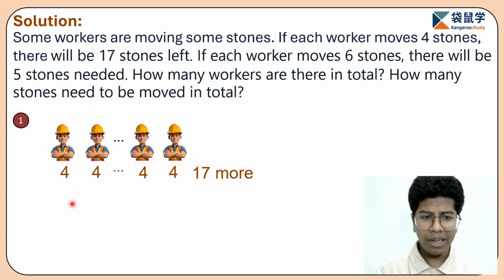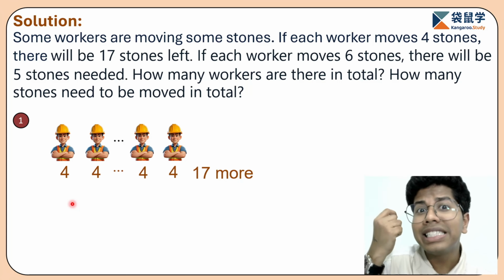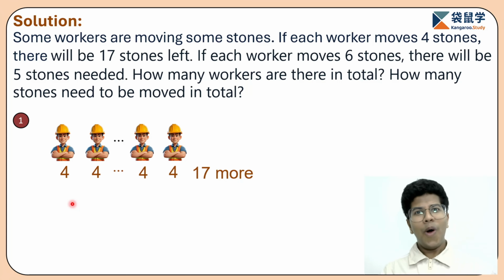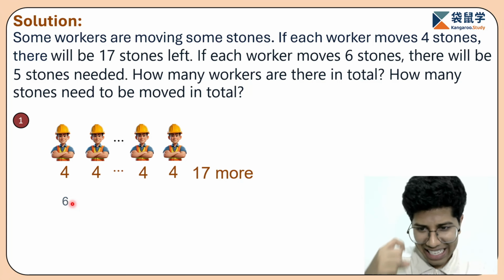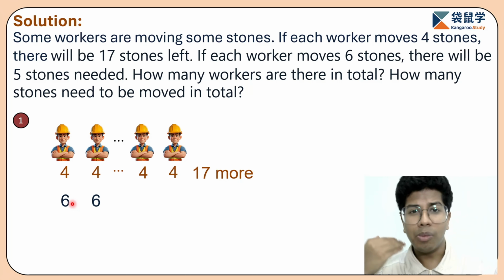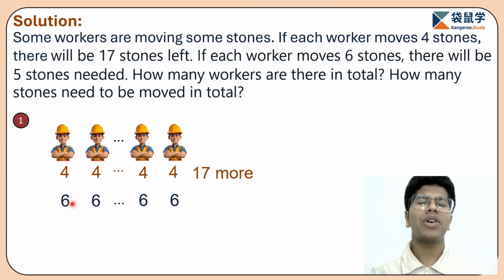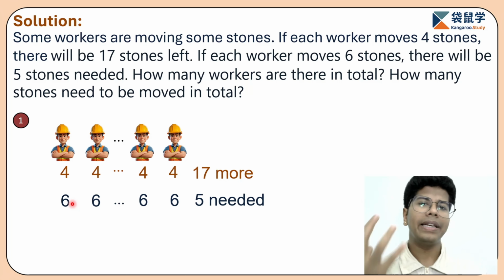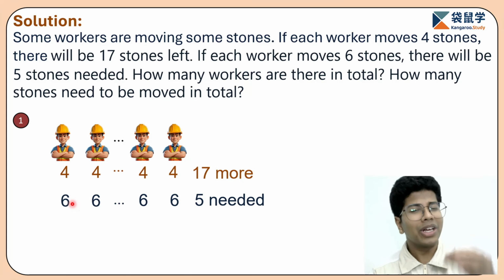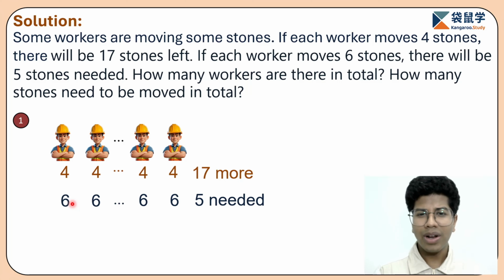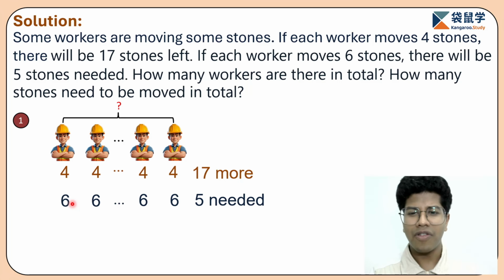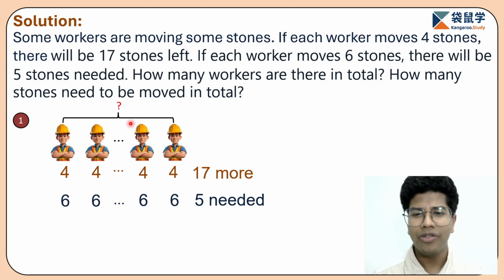Now in the next part, each one of them is moving 6 stones. So below each worker, I label it as 6. Second worker also moving 6, each one of them 6. And when it is happening, there are 5 stones that are needed. Now the question is asking me to find out the number of workers. This is the part that we need to find.